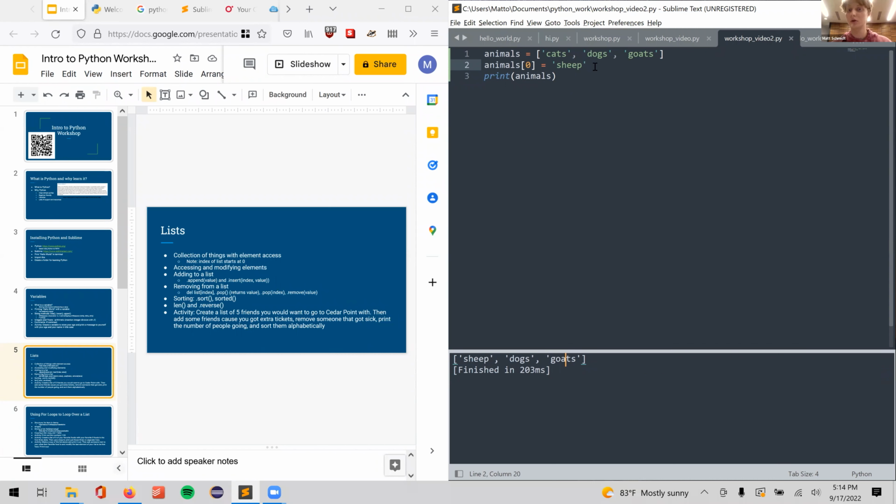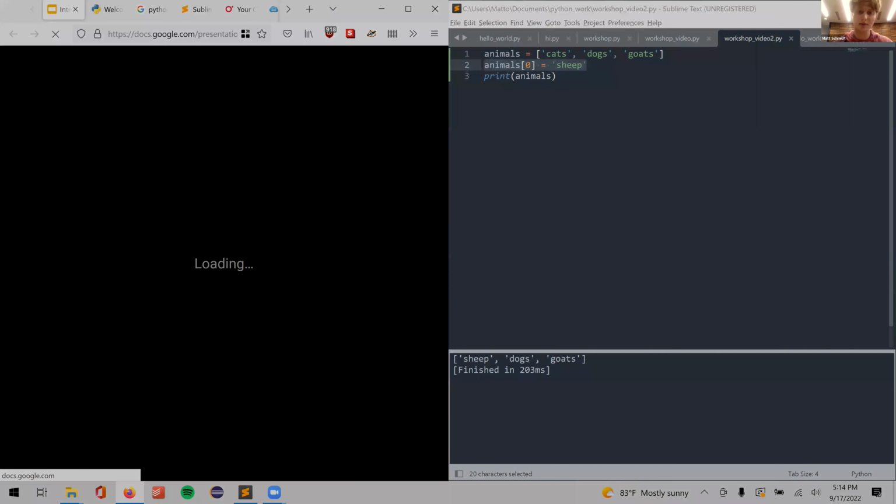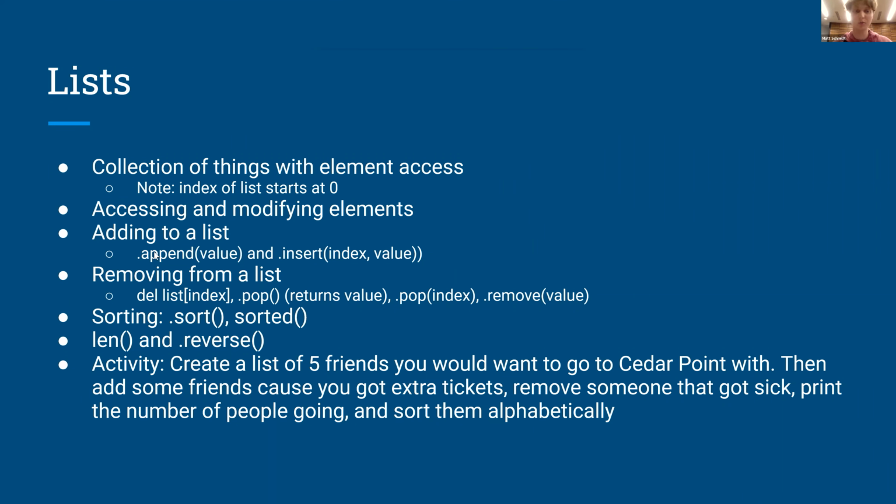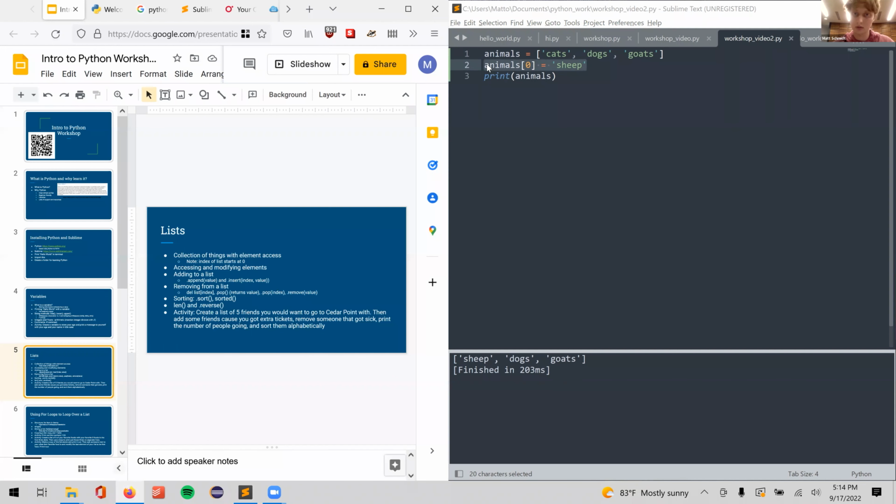Okay, so we can also add things to a list. There are different ways that we can add things to a list. One is to use append. As you can see in the slideshow, there are 2 ways to add to a list. One is using append and the other is using insert. Okay, so first we'll use append. So we can do animals.append.